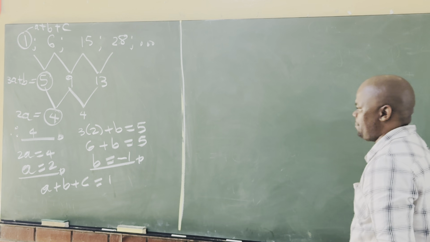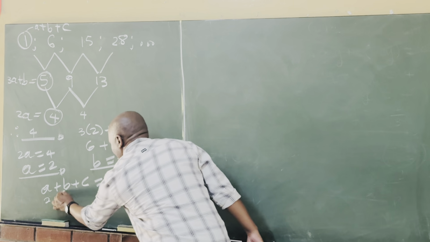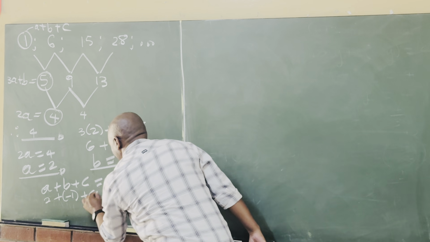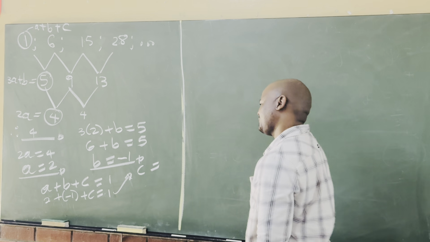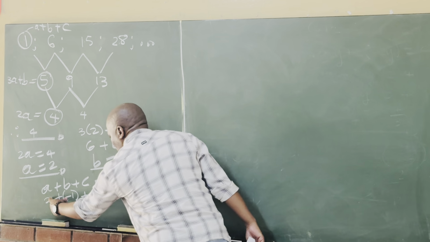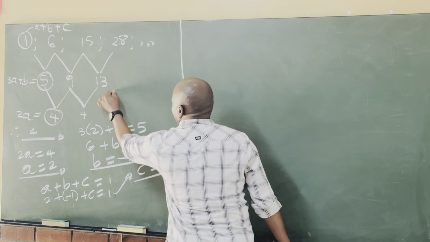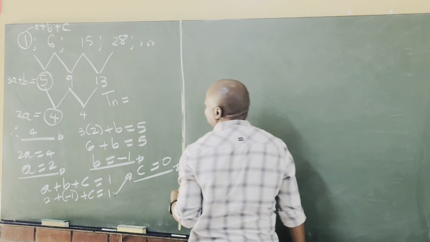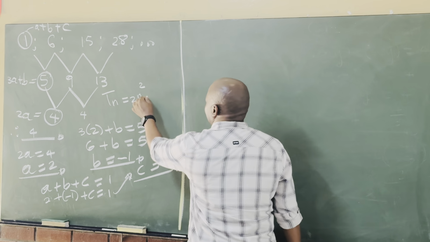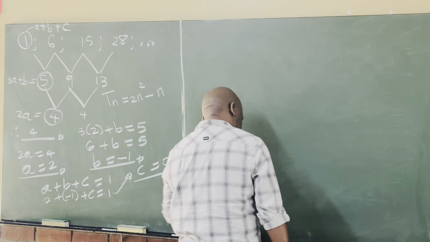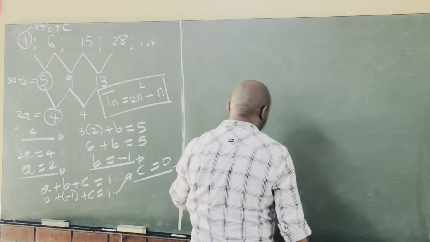Then instead of a we put 2 plus, instead of b, -1 plus c is equal to 1. So therefore c is equal to 0, because we'll be left with 1, take away that 1, then we'll have 0. Then we conclude and say Tn is equal to the value of a, 2n squared, the value of b, minus n. We don't have to write plus 0. So this is the solution for number 2.